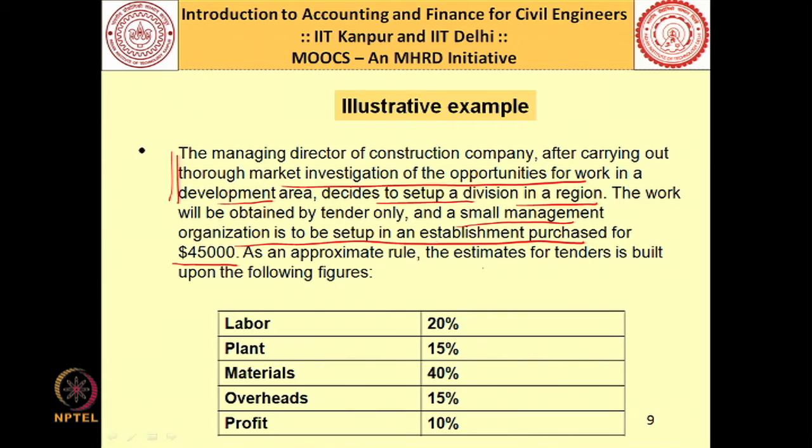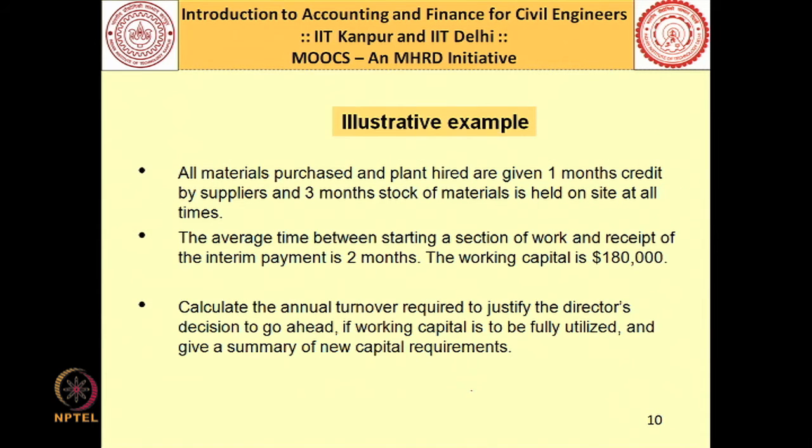Now, the estimates for tenders are built upon the following figures. In general, out of the total bid price, labor constitutes 20%, plant 15%, materials 40%, overheads 15% and profit is 10%. This is in general what the company is expected to have in its future bids. Some more information is available. All materials are purchased and plant hired. So, you know different types of cost now, the material and the plant and machinery.